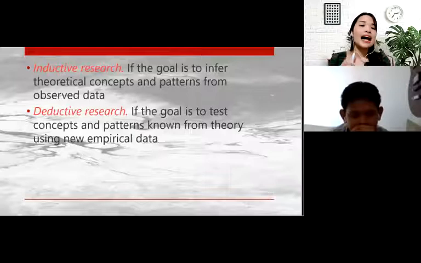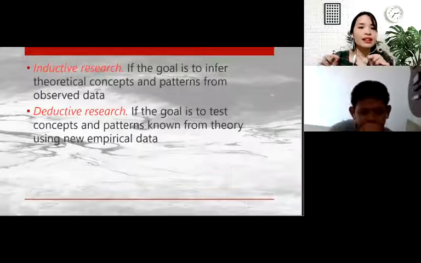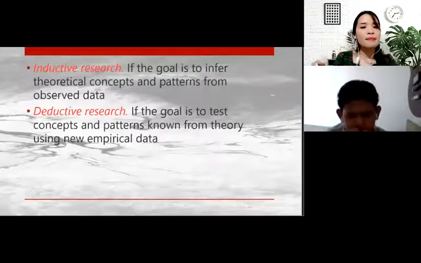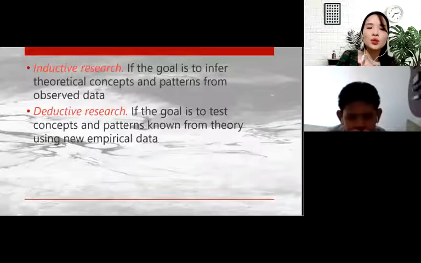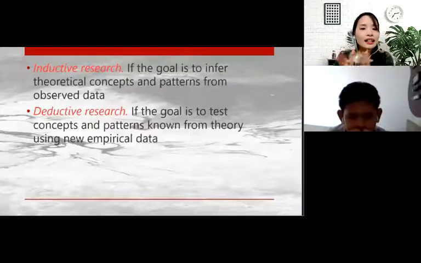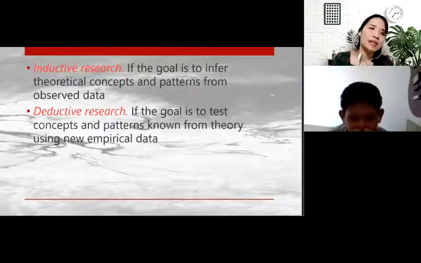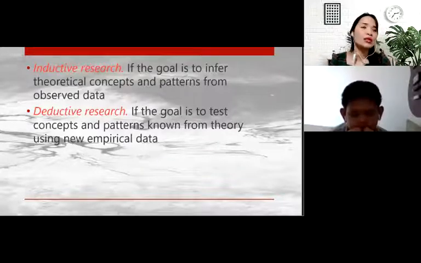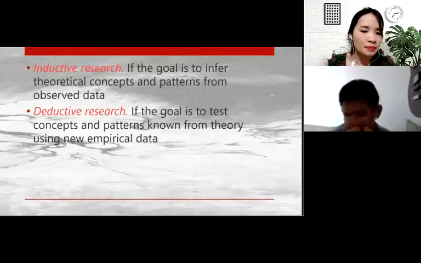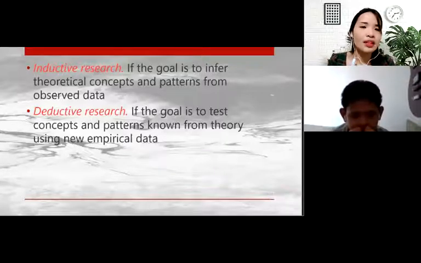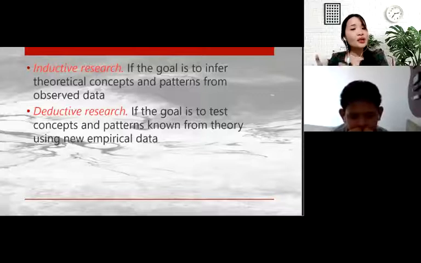Okay? Whereas in deductive research, the goal is to test concepts and patterns known from theory using new empirical data. Deductive research means there are already theories, there are already concepts, and what you just have to do is to test whether those theories or concepts are still applicable in your time. Are you with me? Okay. So, in other words, inductive research is theory building.